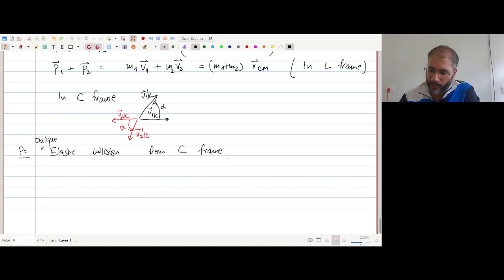Fully elastic means the kinetic energy is conserved. So in the C frame as well, I can write half m1 v1c squared plus the kinetic energy in the C frame of the second particle. By the way, if you're trying to find the energy from an L frame, we know that kinetic energy is this quantity plus the kinetic energy of the center of mass, that is half times the total mass times the VCM squared. But that is something we won't need here, but the conservation law can still be applied.